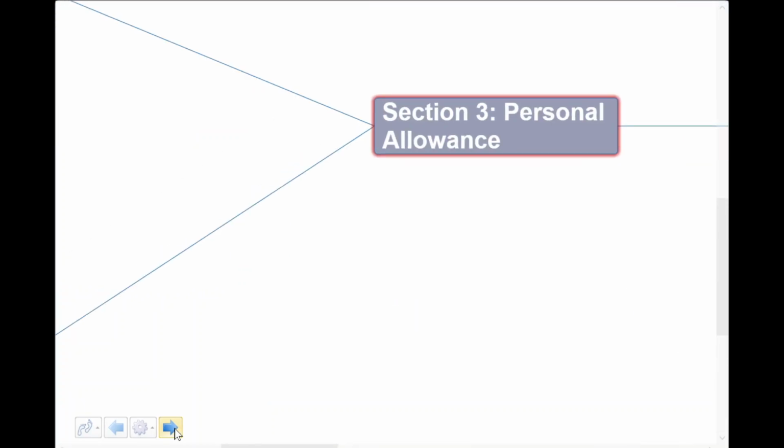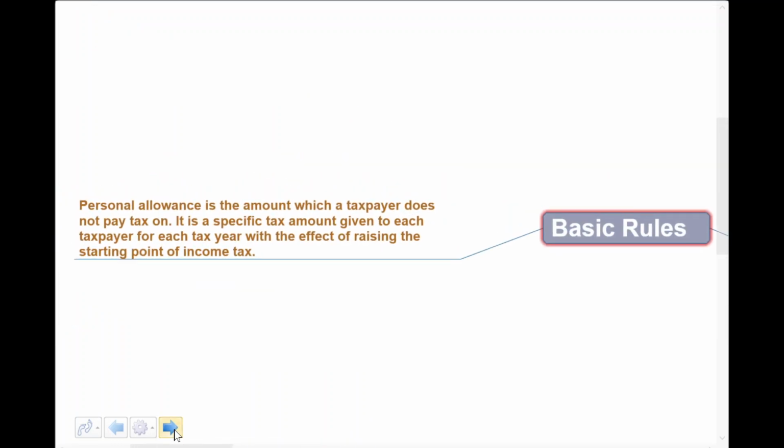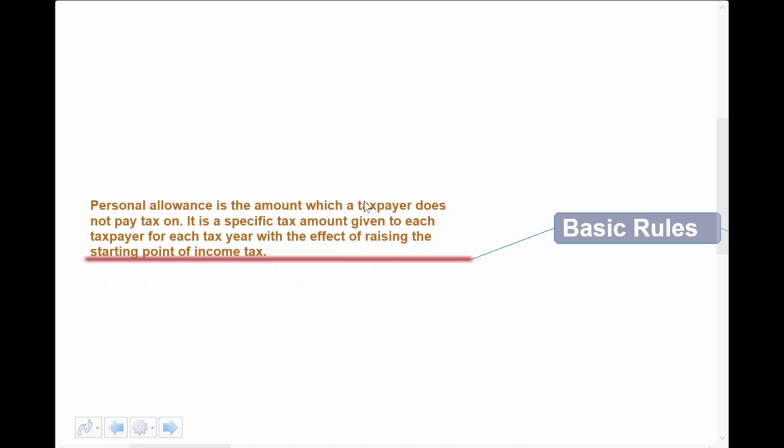Okay, now we talked about the personal allowance, can you remember? In the income tax computation, and in the second area, as it were. And we know what it is. So what's the basic rule? The basic rule is that it is an amount which a taxpayer does not pay tax on. A specific amount given to each taxpayer each year with the effect, or intention if you will, of raising the starting point of income tax.